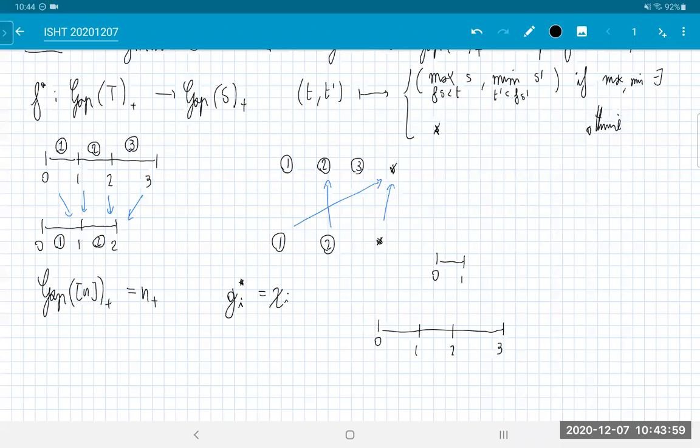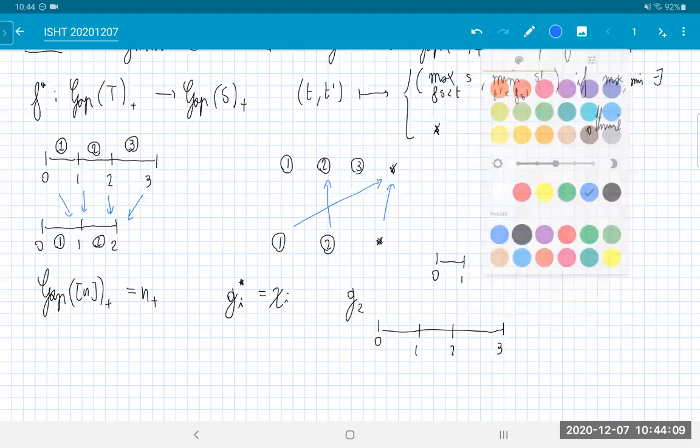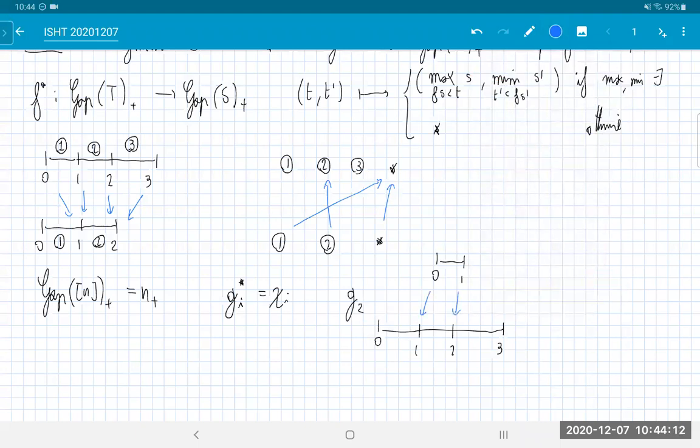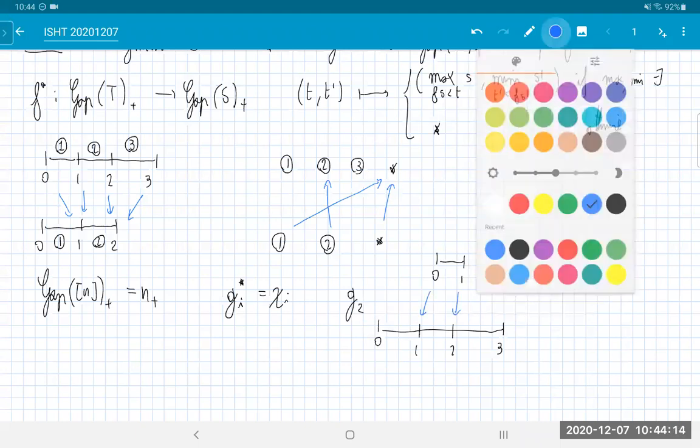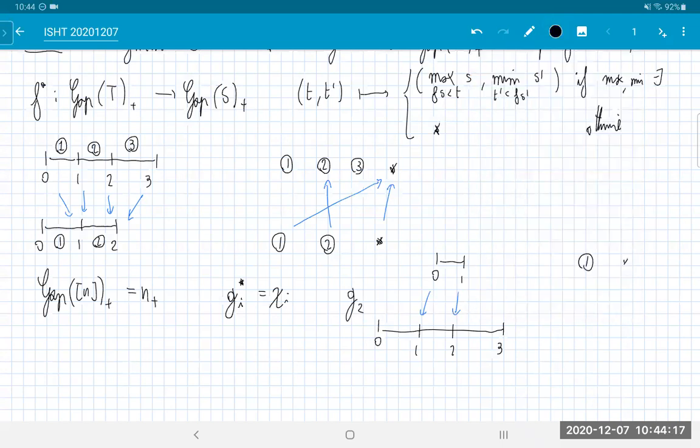Again, 1, 2, 3. So we have G1. G1 sends 0 to, no, so let's do the G2 actually, it might be clearer. G2 sends 0 to 1 and 1 to 2. And now we have 1, the base point, 1, 2, 3. And well, 1 is not in the image of any gap, so it gets sent here to the base point, and the same is for 3. But 2 is exactly on the image of the unique gap in 1, so it's sent to 1.